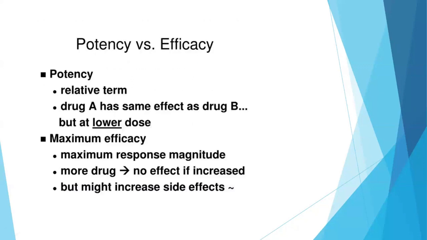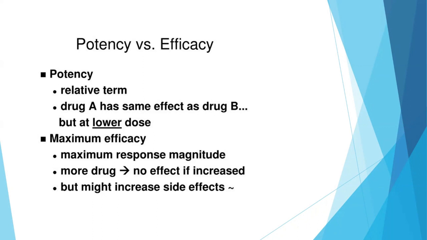Now, talking about potency versus efficacy, potency is a relative term: drug A has the same effect as drug B, but at a lower dose. That is called potency. For example, I am administering drug A, which has the same effect as drug B but at a lower dose, which means that drug A is potent. So, for drug B we need to administer 500 mg for the same effect, but for drug A we need to administer only 300 mg, which means that drug A is more potent.